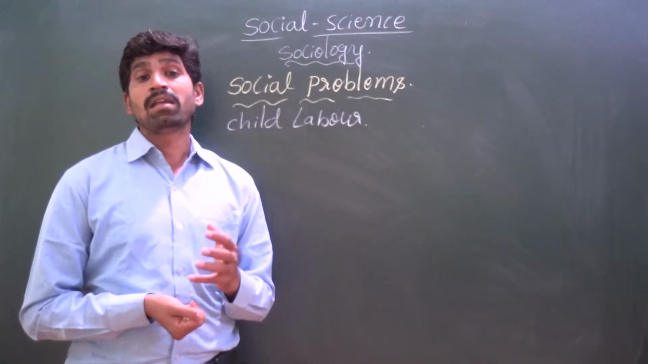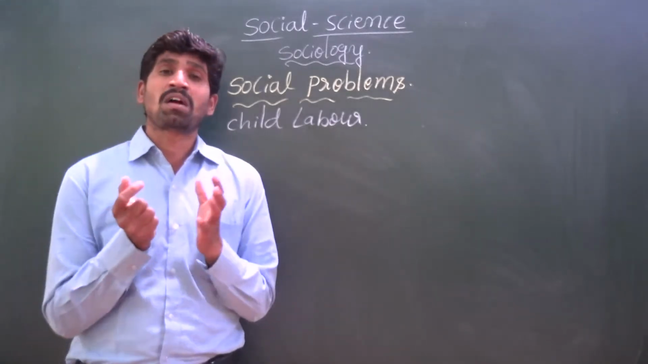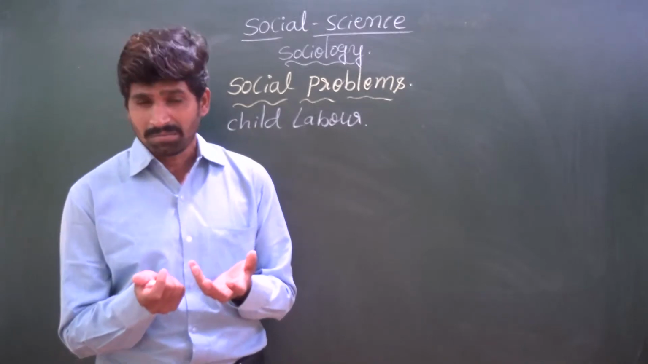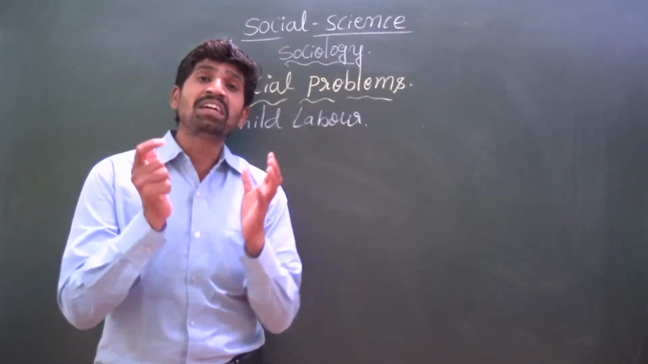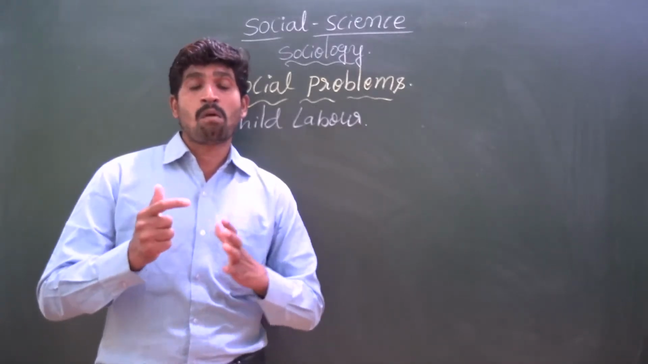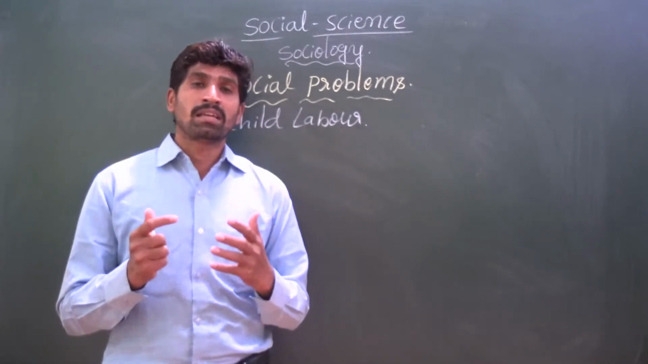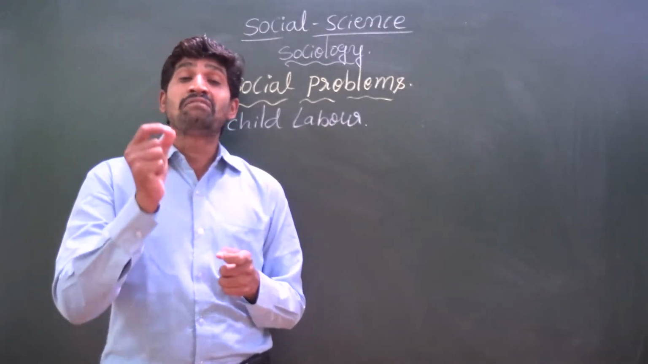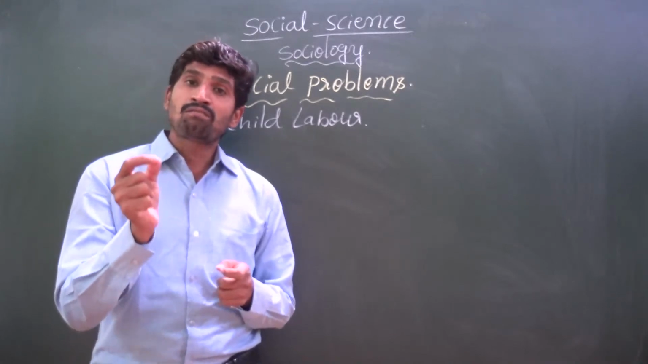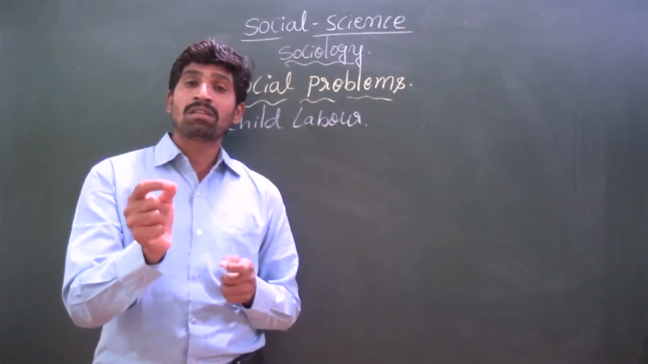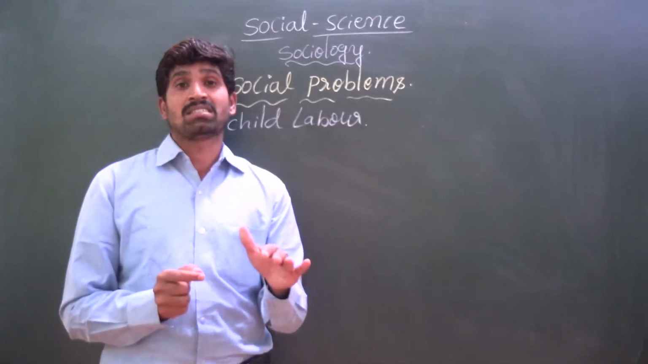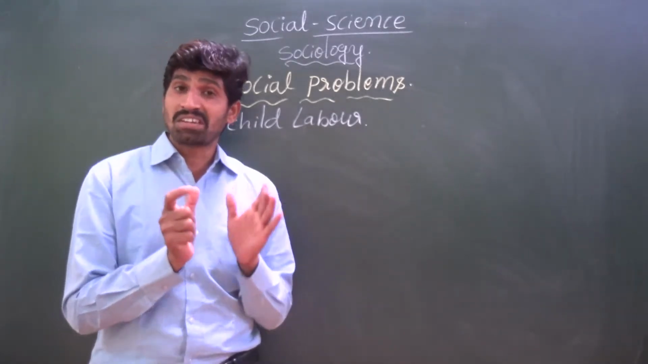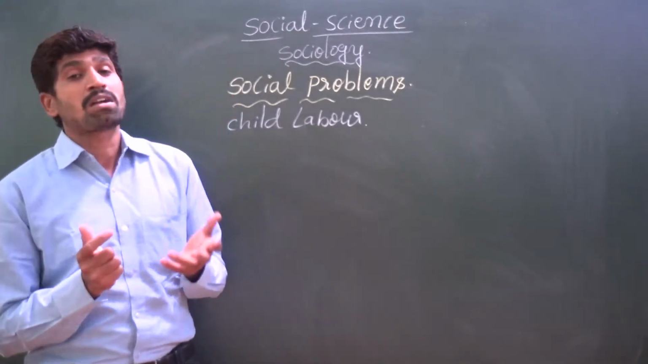And the third one is female feticide. Female feticide is one of the social problems we are facing today. It is finding out the gender of the fetus. With the help of modern science and technology, people find out the gender, and if they find the fetus is female, they kill that fetus, they abort it. That is called female feticide. This is a big social problem we are facing today.